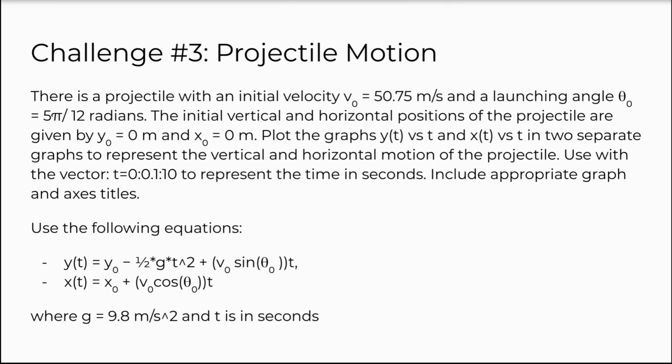So I want you to try plotting the graphs of y of t versus t and x of t versus t in two separate graphs in order to represent the vertical and horizontal motion of the projectile. For your time, you can use the vector 0, 0.1, 10 to represent the time in seconds. And be sure to include appropriate graph and axis titles. You can use the following equations in order to get the graphs of the horizontal and vertical motion. They're listed below. So I want you to take a couple minutes, pause the video, and try to solve this by yourself in MATLAB.